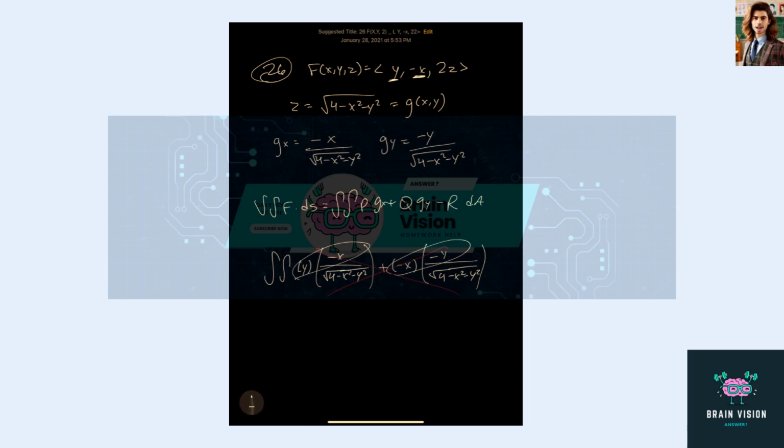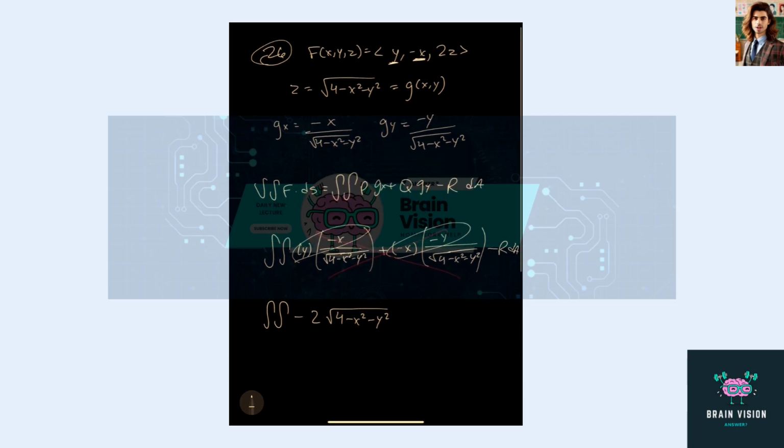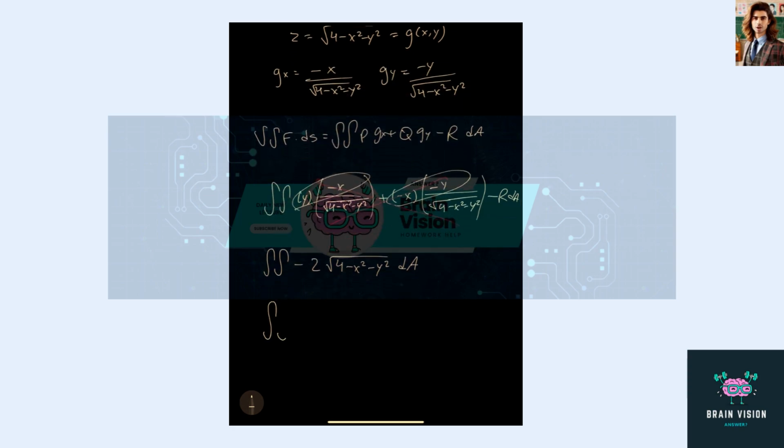Then all we'll be left with is minus R dA, and in this case our R is going to be negative 2 root 4 minus x squared minus y squared. As soon as we see that x squared and y squared, we should automatically think to convert it to polar coordinates, and that is exactly what we'll do. Our bounds are going to be 0 to 2 pi and 0 to 2 as our radius. So now we'll have negative 2r root 4 minus r squared dr d theta.